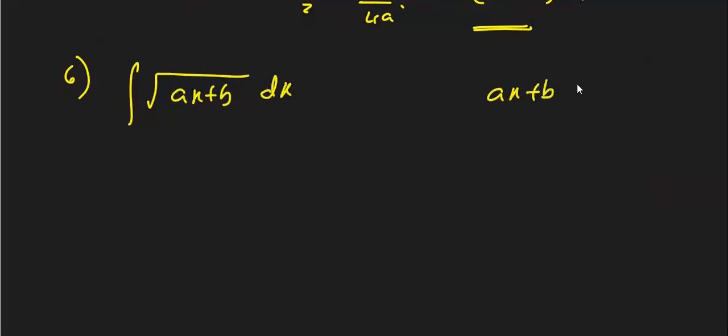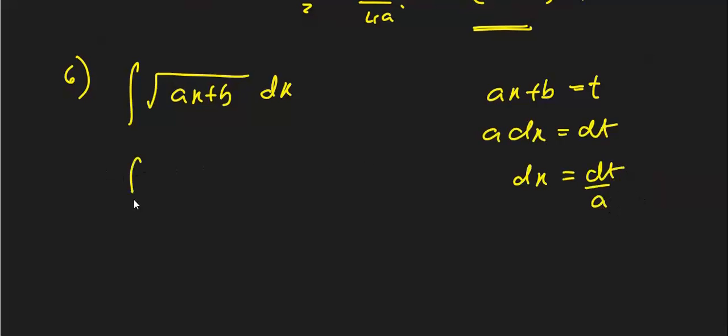Consider sixth question. Integral root of ax plus b dx. So consider ax plus b equal to t. Differentiate this, a dx is equal to dt, so dx is equal to dt by a. So the function can be reduced to the form root t, and dx is dt by a.